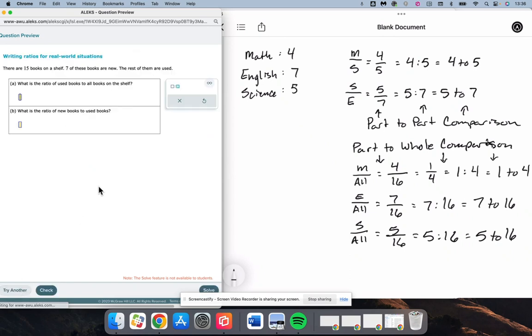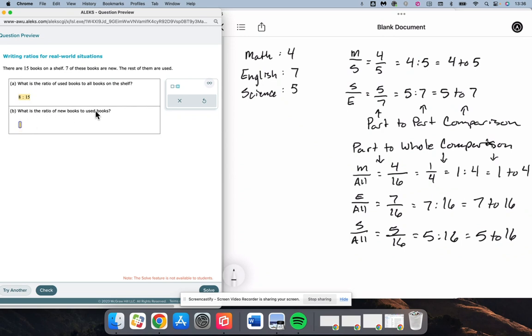All right, one more. We have 15 total books on the shelf. 7 of them are new. That means that there must be 8 used books. So used books to all books. Used books goes first. All books come second. We know that there are 15 total. 7 are new. 8 must be used. So 8 to 15.